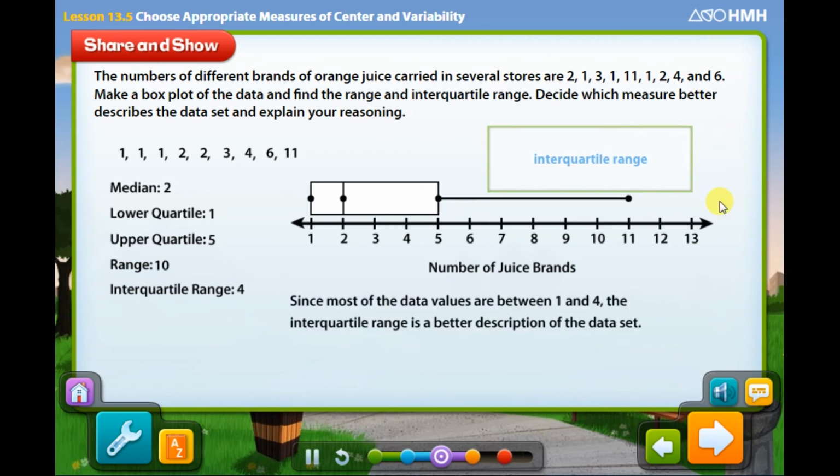An explanation would be that since most of the data values are between 1 and 4, the interquartile range is a better description of the data set. Did you notice something? In the box plot, always the best reference to describe data is the interquartile range. And for the measures of center, the best reference to describe a set of data is, in most cases, the median, because the median is always in the center of the data.